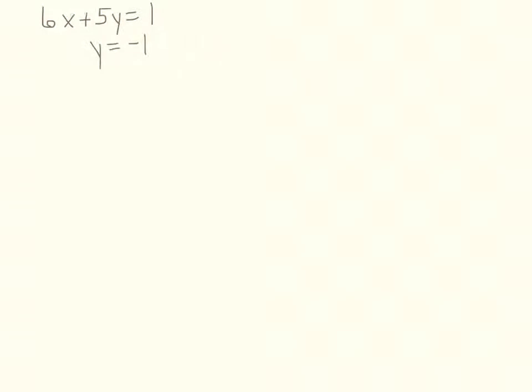Okay, with this example, we have a y equals negative 1. Well, we learned earlier that a y equals equation would be a horizontal graph. But with solving the system, there's one of our answers right there, y equals negative 1. Now we just need to plug it into the other equation to solve for x. So 6x plus 5, and instead of y, we'll put negative 1, equals 1.